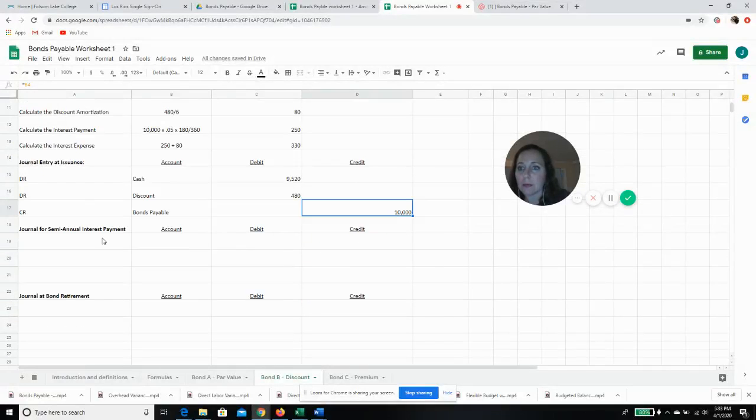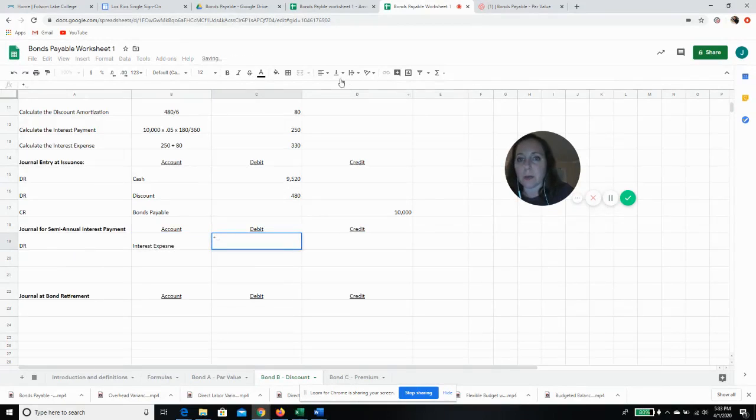All right, now let's do the journal for our semi-annual interest payment. First we're going to debit interest expense, and our interest expense we said was $330. Then we are going to credit our discount for $80. And we are going to credit cash for the amount of our interest payment of $250. So our debits equal our credits.